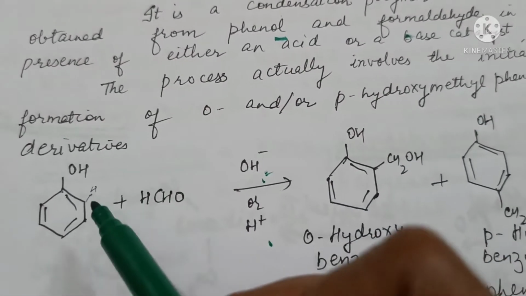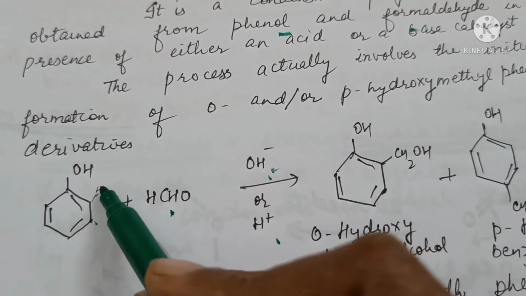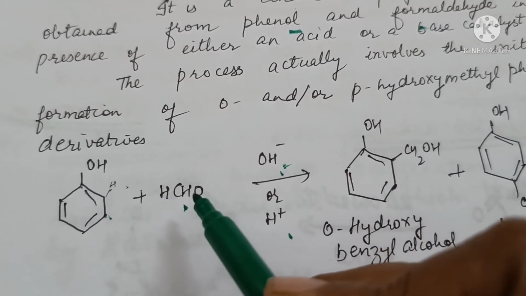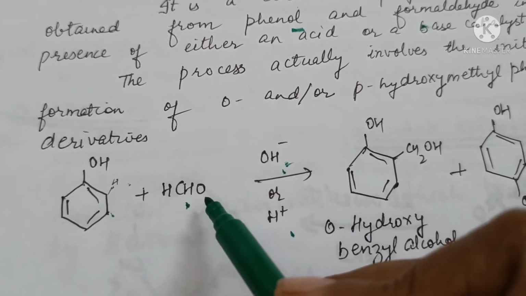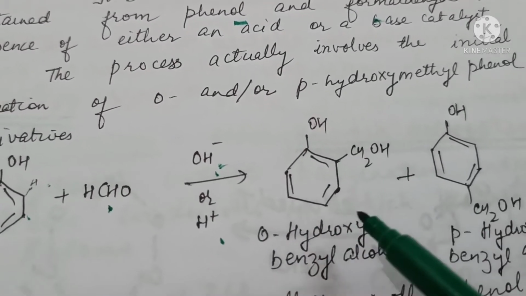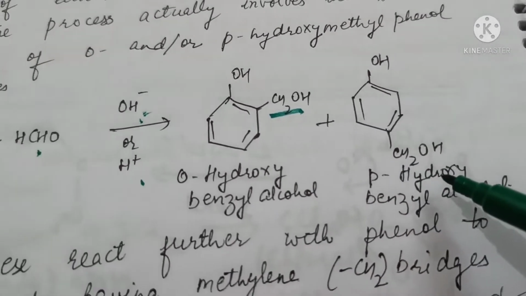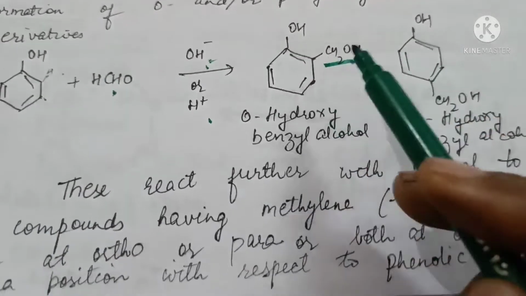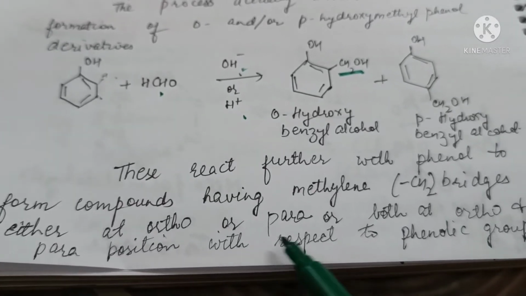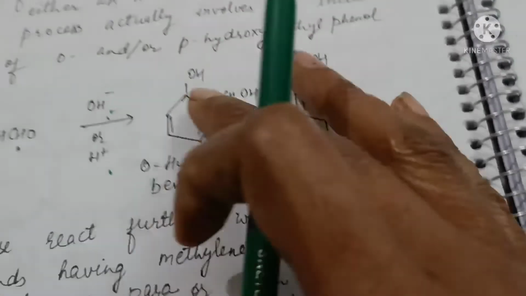So when phenol reacts with formaldehyde, the H at the ortho or para position of phenol gets added across the carbonyl double bond. So H goes to oxygen and CH2 gets attached. So we get orthohydroxybenzyl alcohol and parahydroxybenzyl alcohols. These will further react with phenol to form compounds having methylene bridges either at ortho or para or both at ortho and para position with respect to the phenolic group.